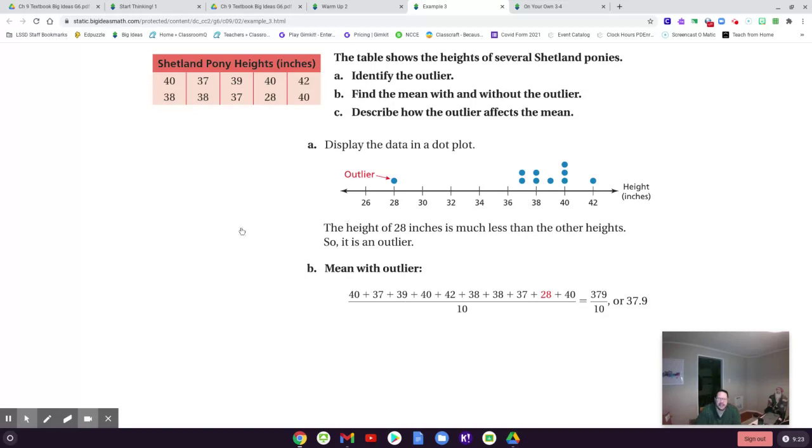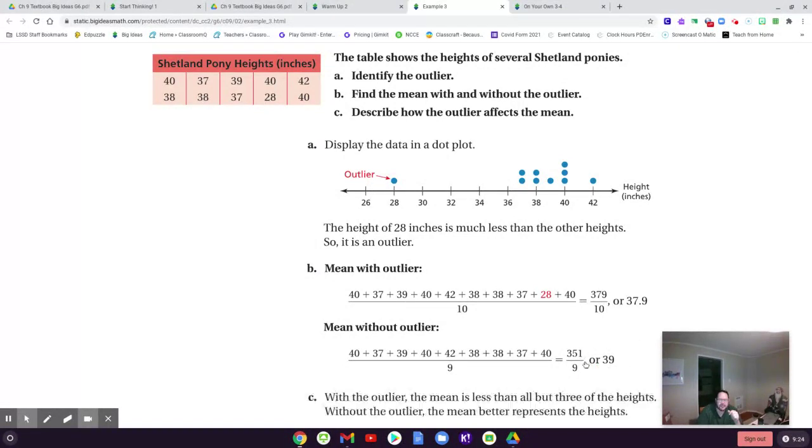Okay, now find the mean without the outlier. So you're going to take the tiny little pony and not count that one. You're only going to count the other 9. So what is the mean of only the other 9 ponies, not this tiny little one? Okay, when you add those up, you get 351. This time you divide by 9 because you are not counting all 10 ponies anymore, and you end up with 39. So by keeping in the tiny pony, it throws off your data by over an inch, actually.